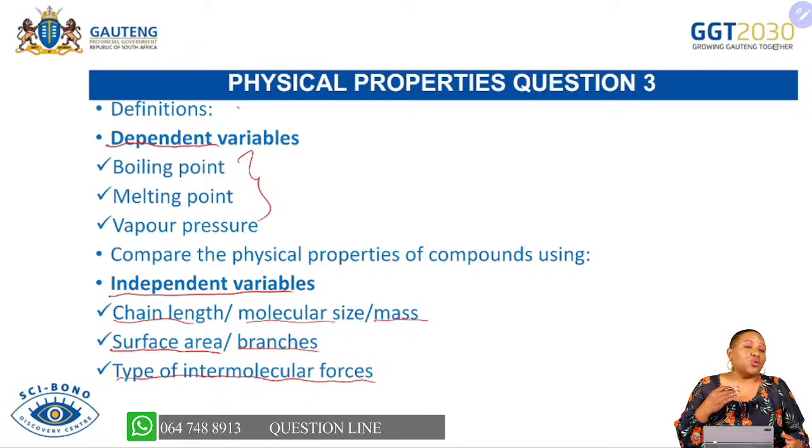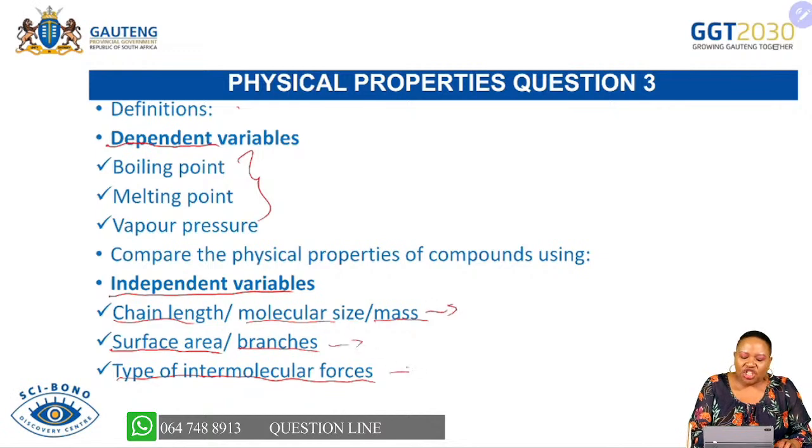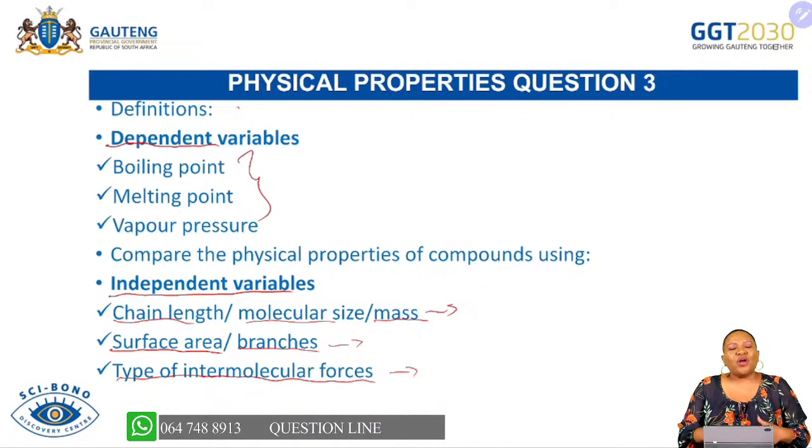So it is very important that when you are looking at the dependent variables, you are only looking at the 3 physical properties: boiling point, melting point, and vapor pressure, and our independent variables are as follows. And we already know the relationship between the dependent variables and the independent variables. As the mass increases or as the chain length increases, the boiling point is higher because the strength of the intermolecular forces is stronger. Also, the melting point is the same as the boiling point, because as the chain length or the mass increases, they will have a higher melting point because the strength of the intermolecular forces will increase. So those are the things that you need to know.